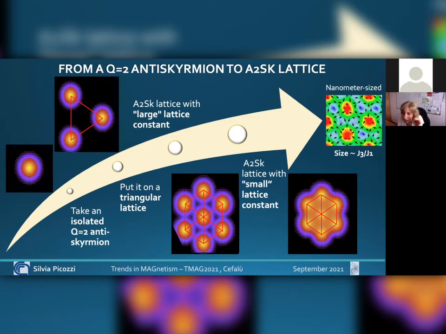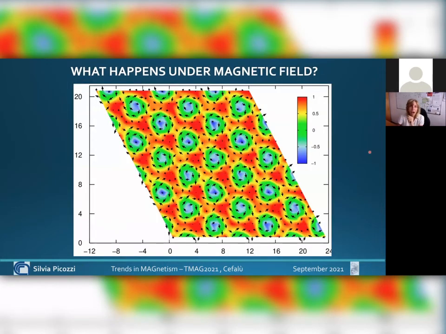Of course, in our system we really have few spins, so everything here happens on a much smaller, nanometric scale. But you can understand this in terms of the more regular pattern that I'm trying to show here. The size of the skyrmion is driven by the ratio between J3, the third nearest-neighbor coupling, compared to J1.